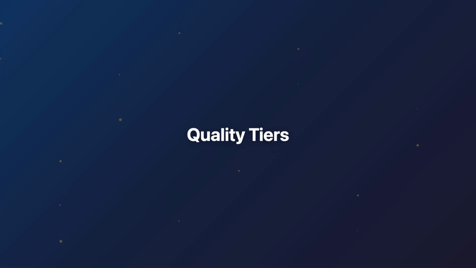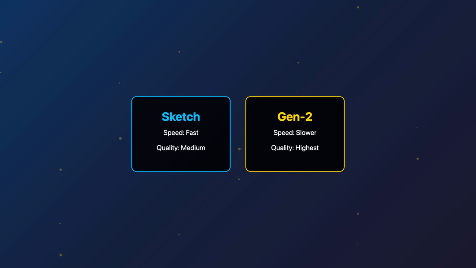Quick note on quality tiers. Rodin has different modes. Sketch tier, fast generation, medium quality, PBR materials. Good for prototyping. Gen 2 tier, highest quality, more detailed, takes longer. Production ready assets. The free tier uses the Vibe Coding API key. For serious work, you'd want your own key for higher limits.